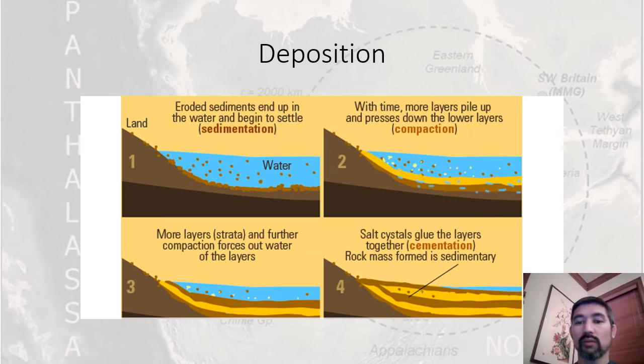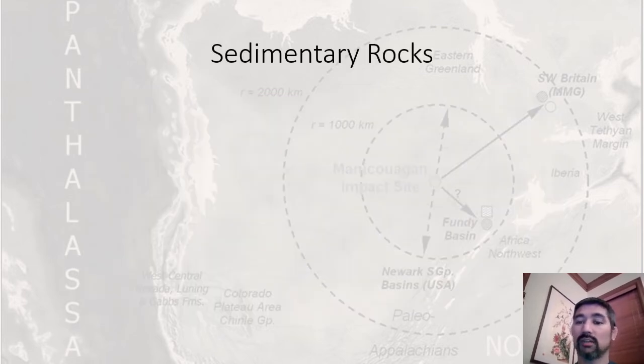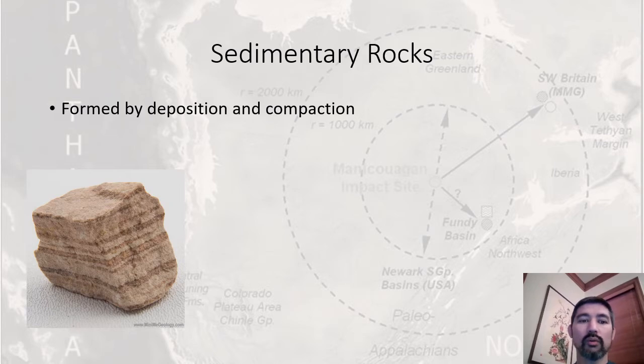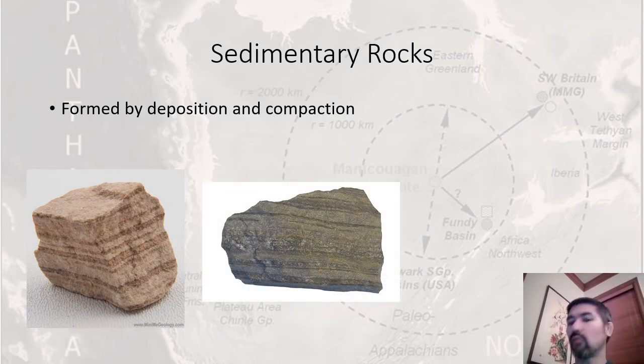What you get from sedimentation is sedimentary rocks. Sedimentary rocks, as mentioned before, are formed by deposition and compaction. You can find them everywhere. I'm sure all of you have seen sandstone in some form or another. It's a very common rock. Pick it up, you can rub your fingers on it. It feels a little gritty. Anyways, these are sedimentary rocks.